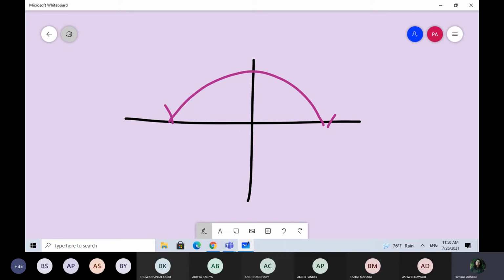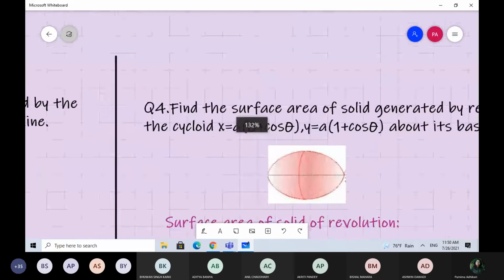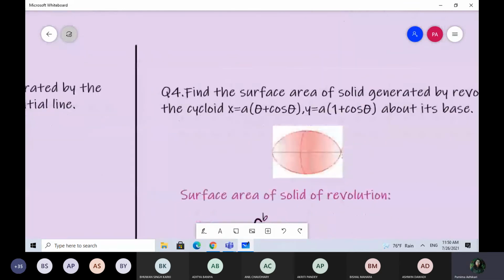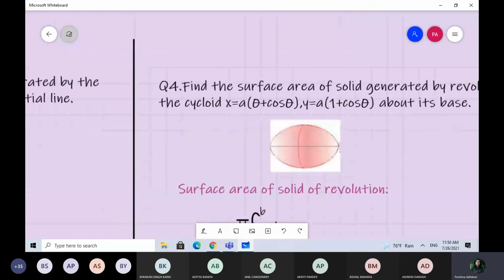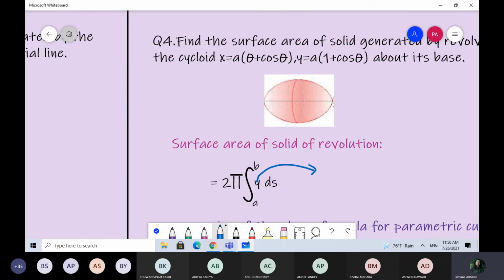We need to talk about its limits of integration. Now we have to talk about our limits of integration. How do we apply the surface area formula? Let's look at that. Yes, this is your formula, 2 pi y ds. For ds, put the parametric ds, and can you tell me what your y will be in this case? This is a parametric curve. What will be your y in this case? It's not in a polar equation.